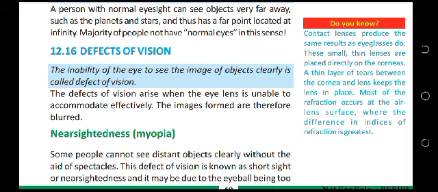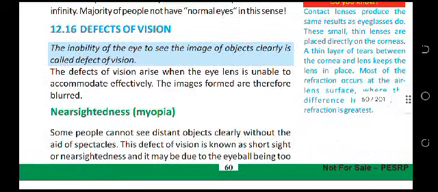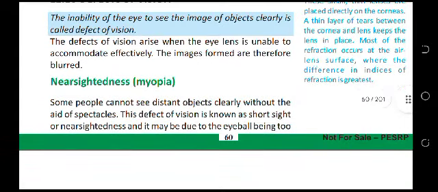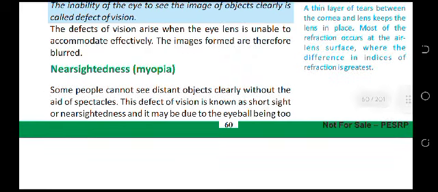Do you know contact lenses produce the same result as eyeglasses do? These small thin lenses are placed directly on the corneas. A thin layer of tears between the cornea and lens keeps the lens in place. Most of the refraction occurs at the air lens surface, where the difference in indices of refraction is greatest.